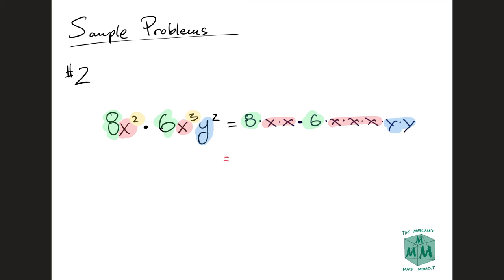So I'm going to group my coefficients together. I have 8 times 6. Then I'm going to group my x's together. X times x times x times x times x, and then times y times y.